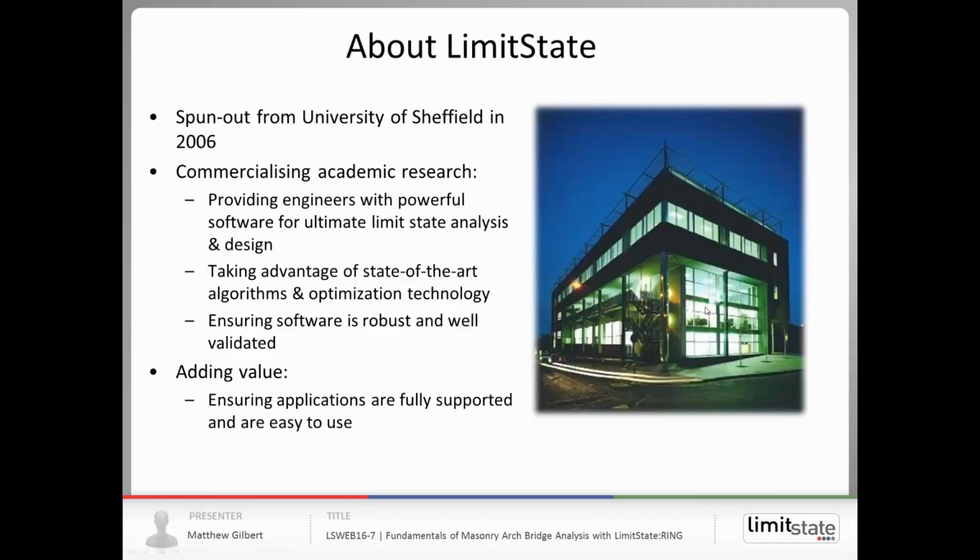Okay, before I get into the webinar proper, just a few words about LimitState. It's actually a company spun out from the University of Sheffield in 2006, so we've recently celebrated our 10th anniversary. The aim of the company is to commercialize academic research, providing engineers with powerful software, primarily, although now not exclusively, for limit state analysis and design. A key thing that we're able to do is take advantage of state-of-the-art algorithms and optimization technology that have been developed in the university. As we're a company, we can also spend time focusing on ensuring the software is robust, well validated, and also easy to use.